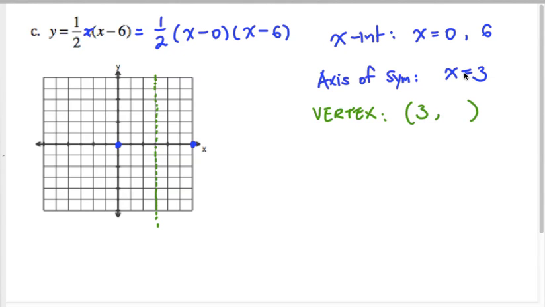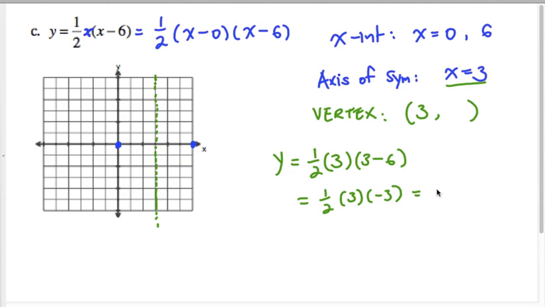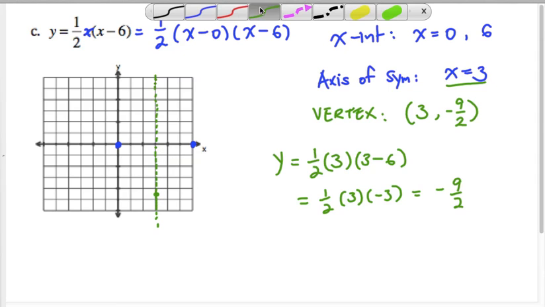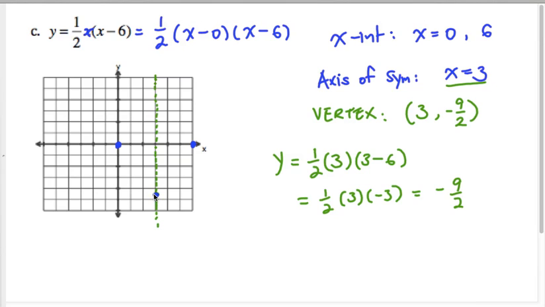How do I do that? The good thing is I know the x value, so I'm just going to plug it into the function. y is equal to 1/2 times 3 times 3 minus 6. That's 1/2 times 3 times -3, and you get -9/2 or -4.5. So I'll just leave it at -9/2. Okay, so 3, -9/2, 1, 2, 3, 4, and then halfway there. I'm going to change the color back to blue, and that's my vertex. Okay, so I already know how to graph this.